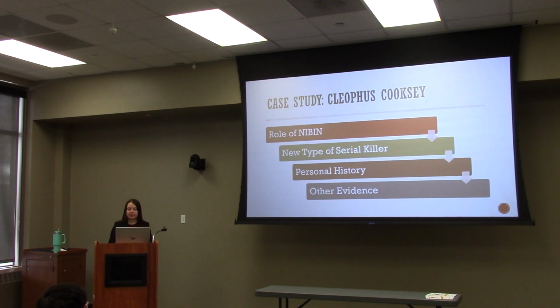After the connections were made, the police realized that they had stumbled upon a new type of serial killer. Cooksey represents a new type of serial killer who does not wait very long between victims because they know they are more likely to be caught.